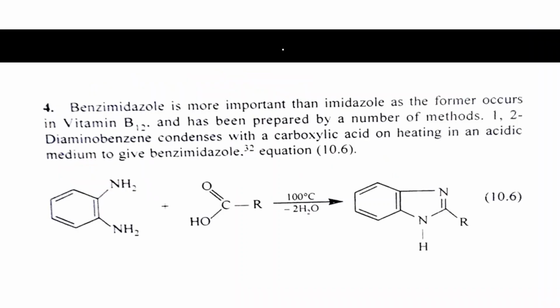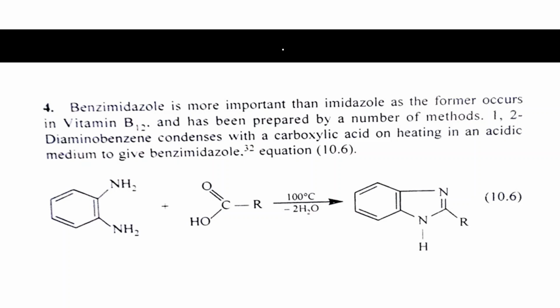Okay. The fourth method is the method for preparation of benzimidazole. Benzimidazole is a derivative of imidazole, which is commonly used in various synthetic processes. So how do you prepare it? You take orthophenylenediamine, that is 1,2-diaminobenzene. You treat it with any carboxylic acid, formic acid, acetic acid. When you heat it, it undergoes a condensation reaction to give you your 2-substituted benzimidazole. This is the method for the preparation of benzimidazole.